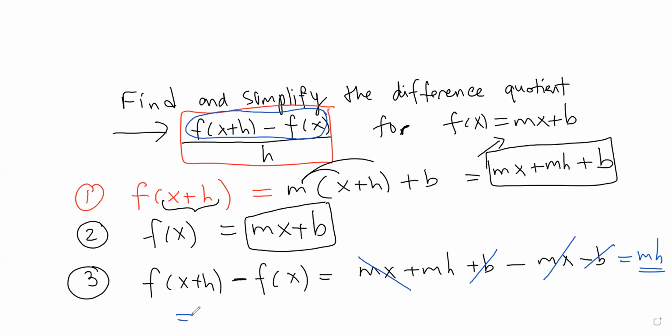So finally we'll just do this. We'll do m times h divided by h. Then h will cancel also. So then we'll just get m. m will be our final answer.